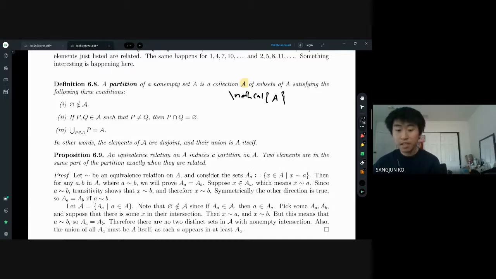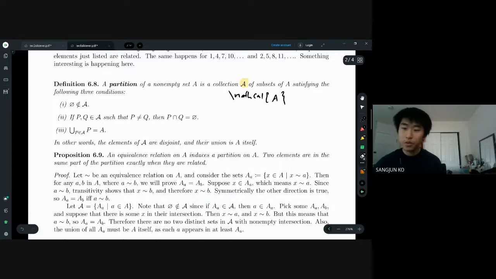So x is related to b, so that means x is in A_b. And symmetry just shows that the other direction is true, so you have the reverse containment. So that means A_a is equal to A_b if and only if a is related to b. Okay, does that make sense? Okay, I'm going to assume that made sense.